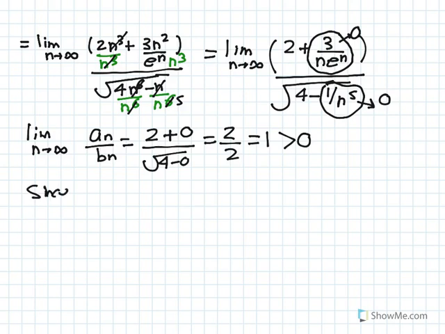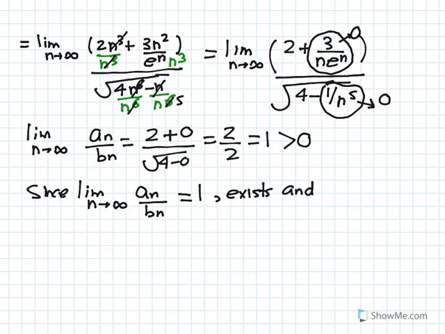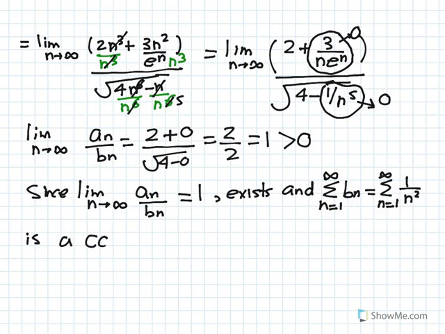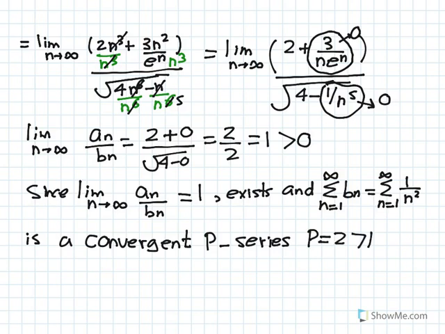Since the limit as n approaches infinity of an divided by bn is equal to 1, which exists, is a constant, and summation bn, n equals 1 to infinity, is equal to summation n equals 1 to infinity 1 over n squared, which is a convergent p-series with p equals 2 greater than 1, the given series is also going to converge by the limit comparison test.